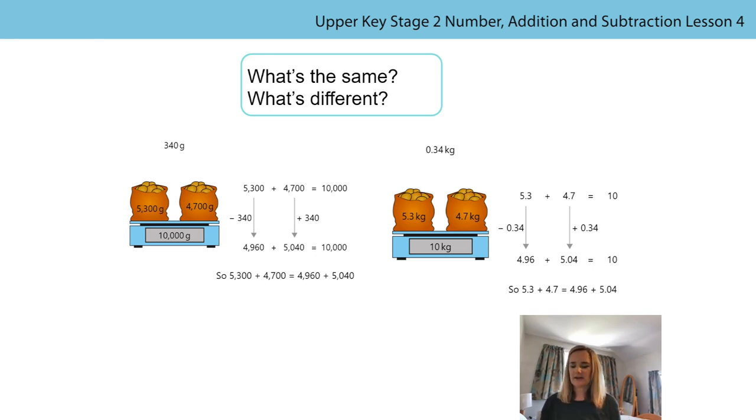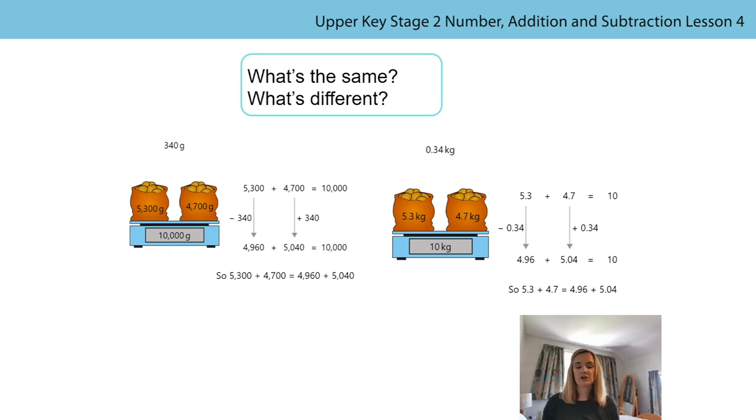So you can see that relationship here, 5,000 grams is 5 kilograms, but it's not just 5,000 grams, it's also got 300 grams. 300 grams is 3/10 of a kilogram. So actually, our sacks of potatoes have the same mass. It's just one's represented in grams and one's represented in kilograms. That's also true of our 4,700 grams. It's been represented in kilograms over here, same mass. And of our 10,000 grams, that's equivalent to 10 kilograms.